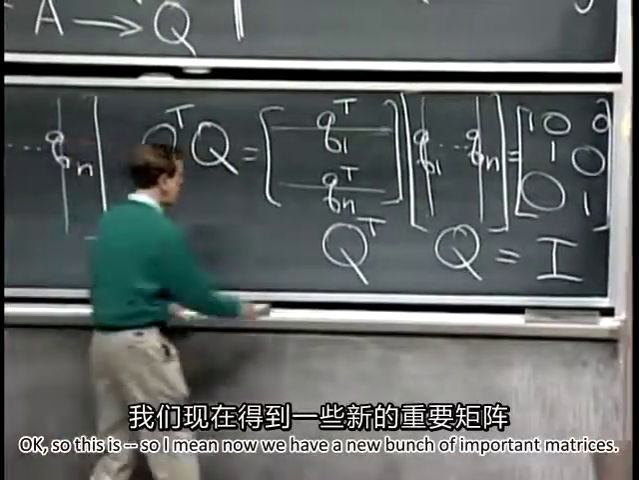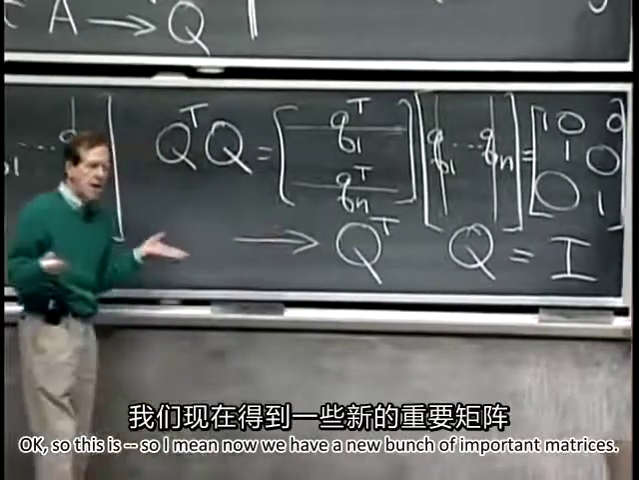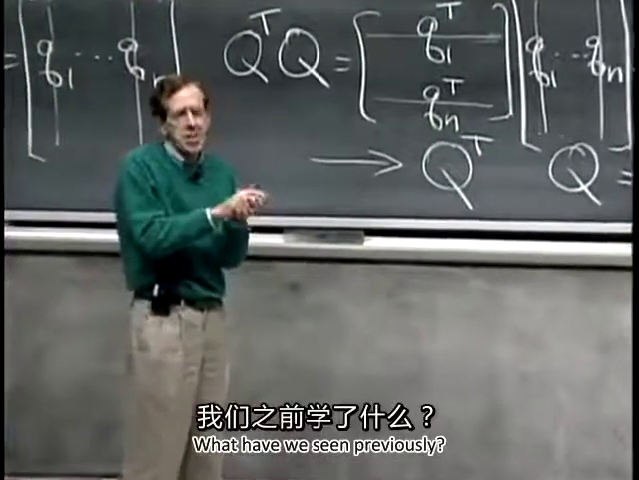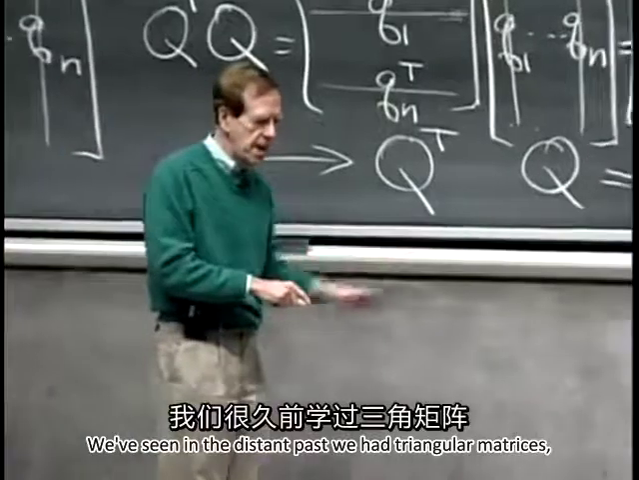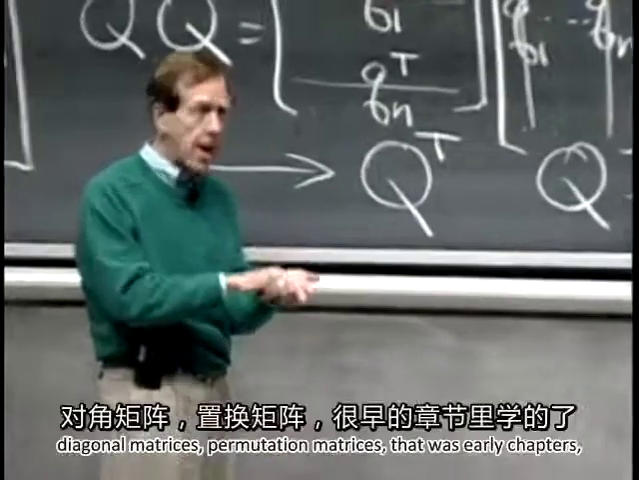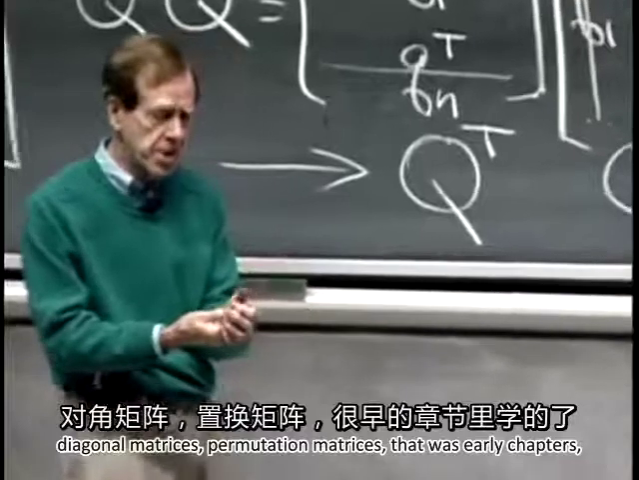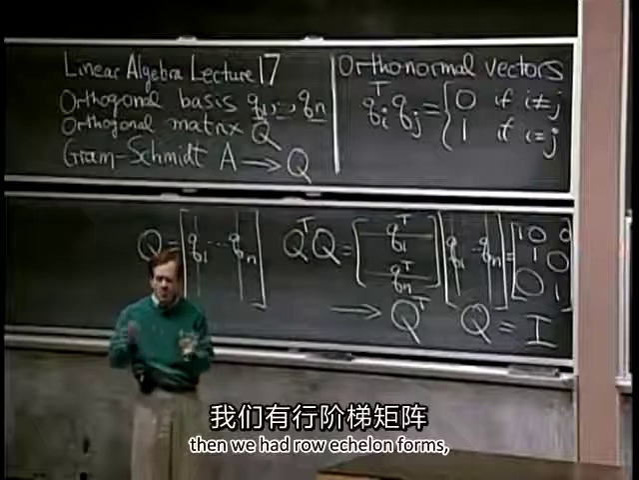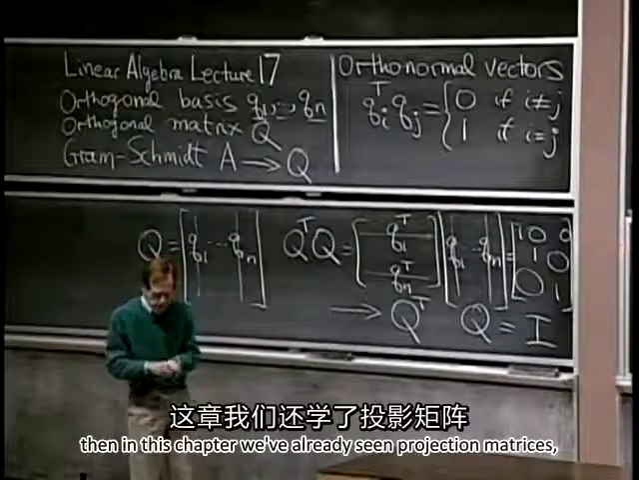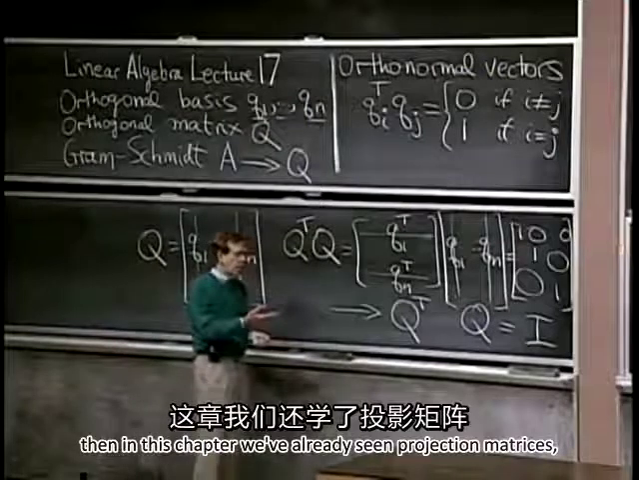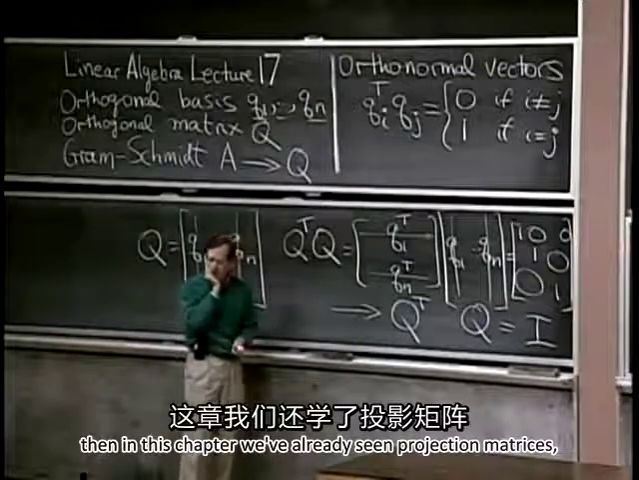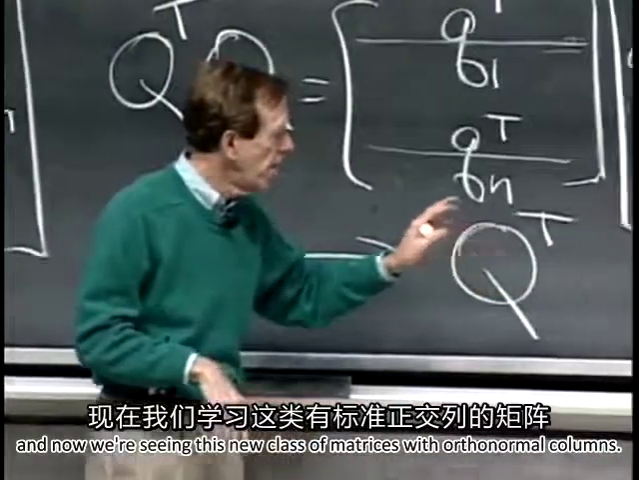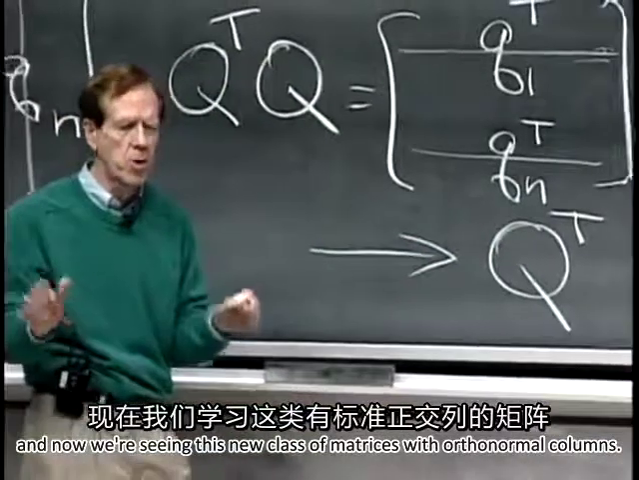Okay, so now we have a new bunch of important matrices. What have we seen previously? We've seen in the distant past triangular matrices, diagonal matrices, permutation matrices. That was early chapters. Then we had row echelon forms. Then in this chapter we've already seen projection matrices. And now we're seeing this new class of matrices with orthonormal columns.